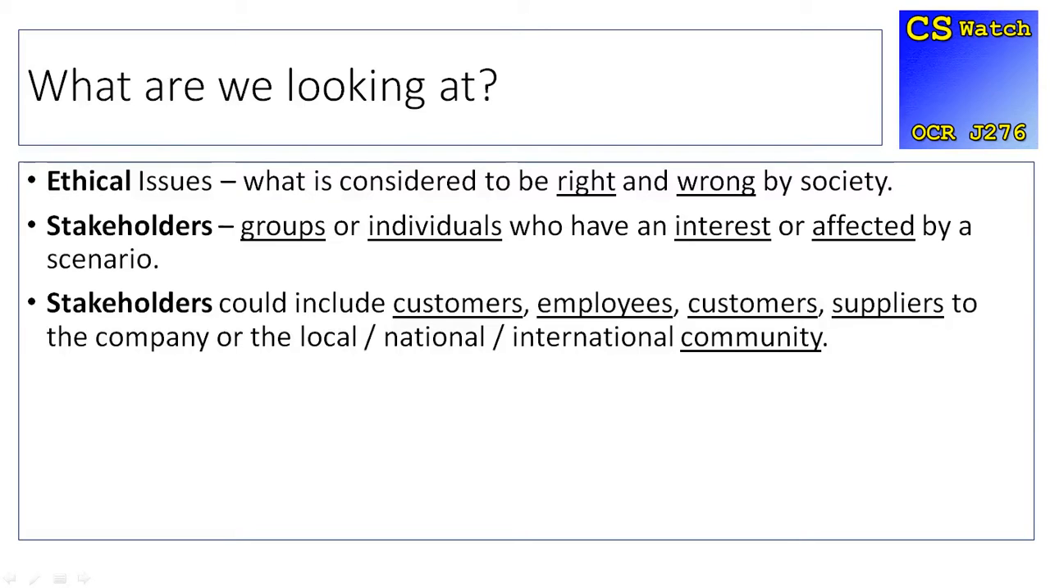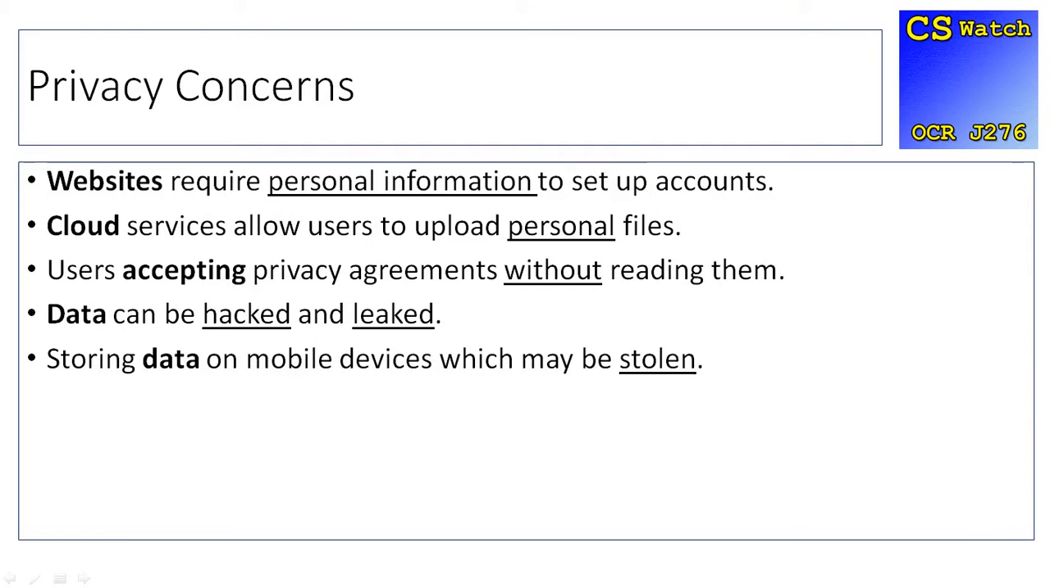So what we're going to be looking at in this video, and then in part two, is what is considered right and wrong in different scenarios. If we think about privacy concerns, there's been a lot recently in the media about people's rights, what should be shared, what shouldn't be shared, in regards to people's privacy of information. So when we're looking at these different things, we need to be thinking what's right and what's wrong by society.